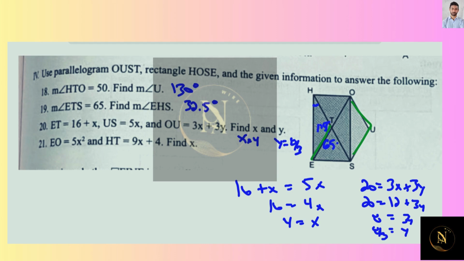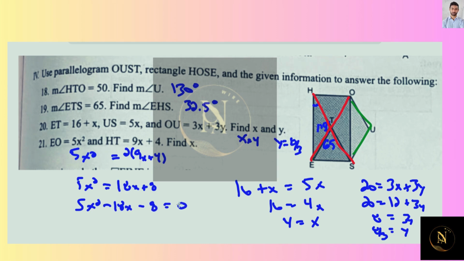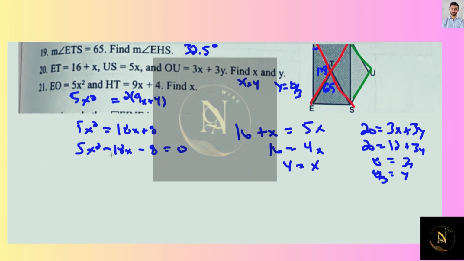Last but not least, we have information for EO and HT. Well, if we double HT, it will be equal to EO. So 5x squared equals, distribute the 2 to get 18x plus 8. 5x squared minus 18x minus 8 is equal to 0. We have a quadratic.